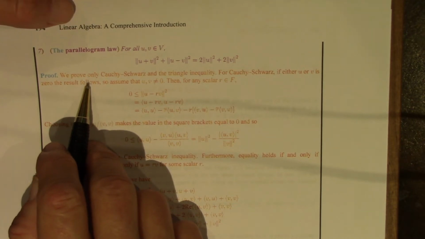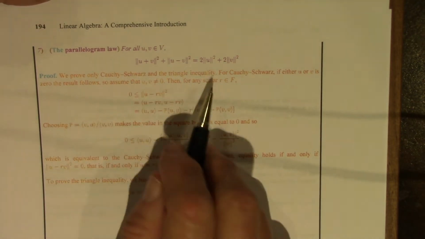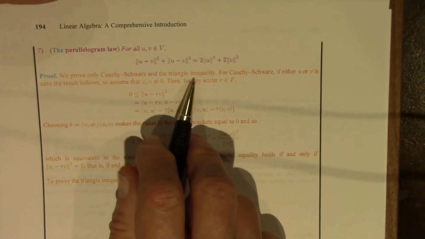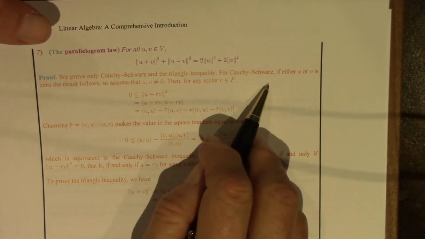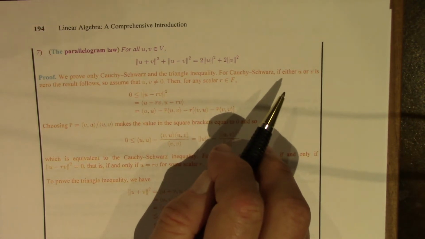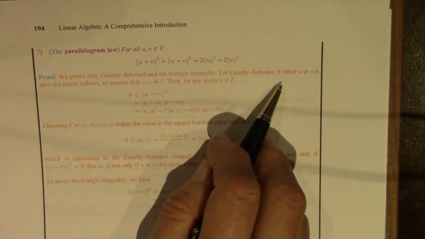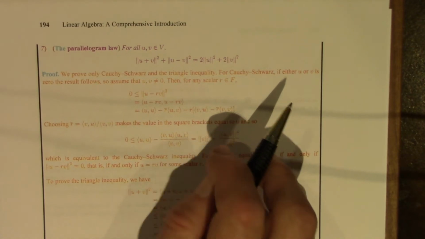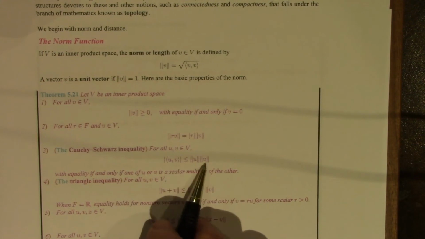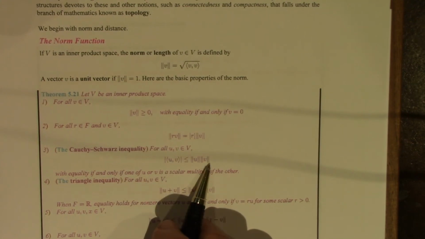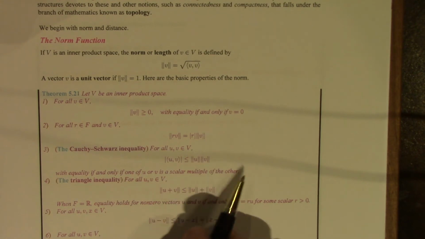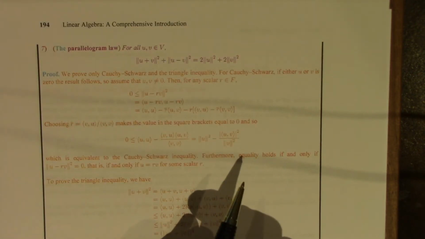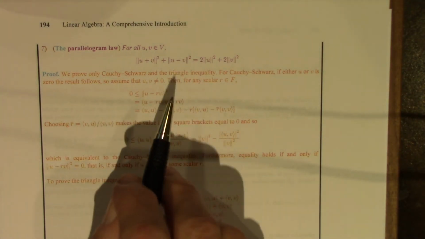I'm only going to prove for you the Cauchy-Schwarz inequality and the triangle inequality. I'll leave the rest for you as practice. For Cauchy-Schwarz, if either one of these vectors is 0, then both sides are 0. And so we actually have equality. So we can assume they're non-zero vectors.